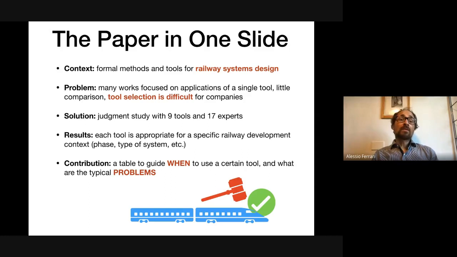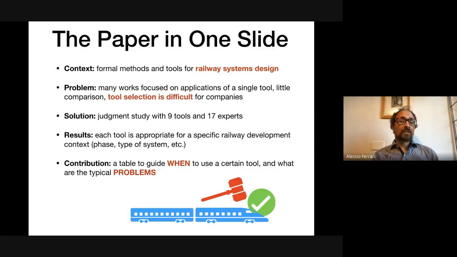So we are dealing with the context of formal methods and tools for railway system design. So we are in the railway domain. The problem that we are addressing is that tool selection for railway companies is particularly difficult because there is a large number of tools available in the market.